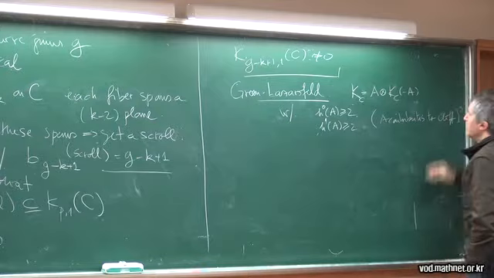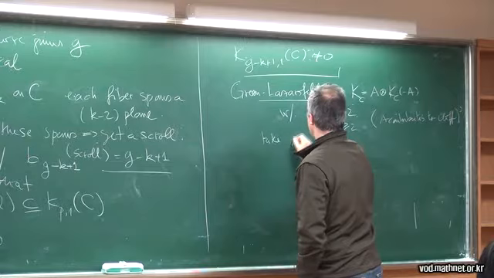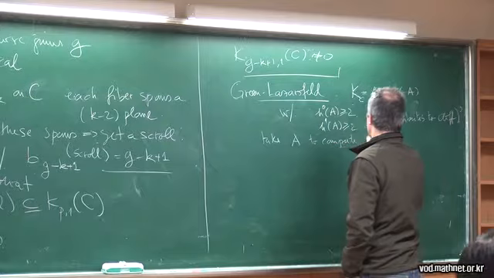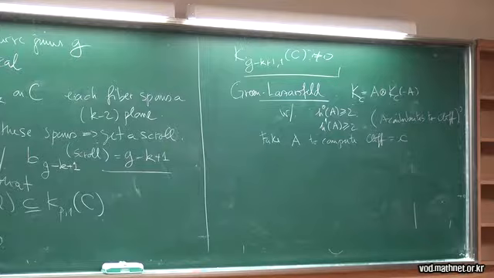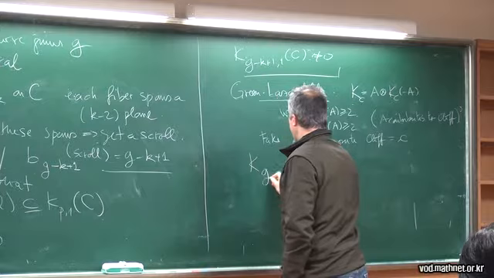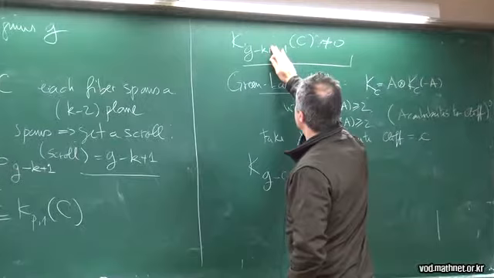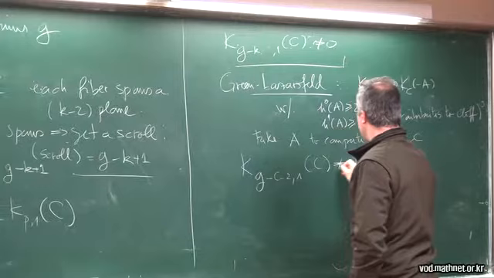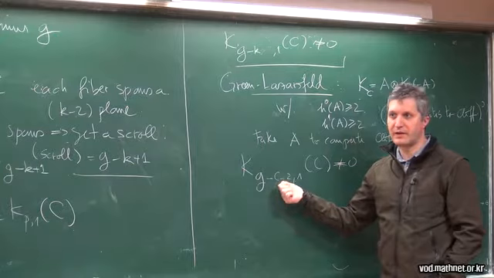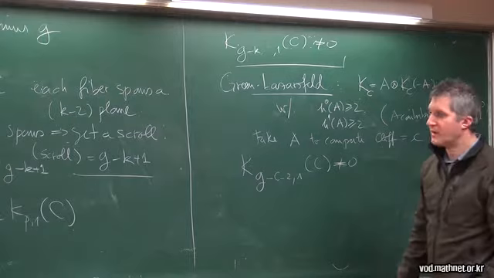we can take A to compute the Clifford index. And if we write carefully the numbers which appear in the non-vanishing result of Green-Lazarsfeld, we get a slightly better result. It should be g minus k and not minus k plus 1, sorry for that. So we get K_{g-Cliff(C)-2,1}(C) is different from 0. Of course, if the gonality is Cliff plus 2, it's exactly the same. But there might be curves that have gonality Cliff plus 3, and this is slightly better than the previous one.